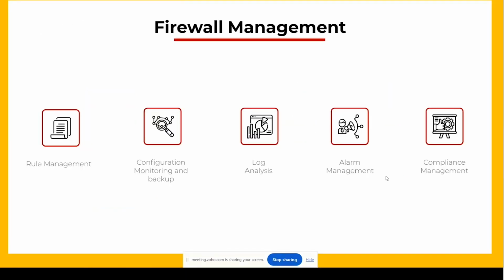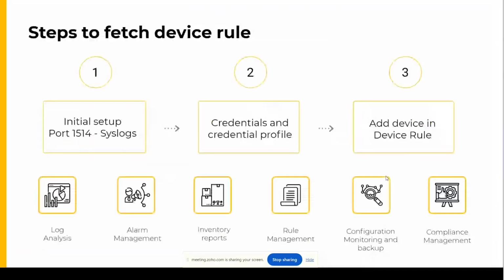Now that we got a brief on the capabilities of Firewall Analyzer, let us jump straight into how to fetch rules and configuration from your firewall to Firewall Analyzer. Step 1 is to configure your firewall device to generate syslogs at UDP port 1514, which would act as a listener port for Firewall Analyzer. Once you do this, you can perform log analysis and alarm management in the Firewall Analyzer.